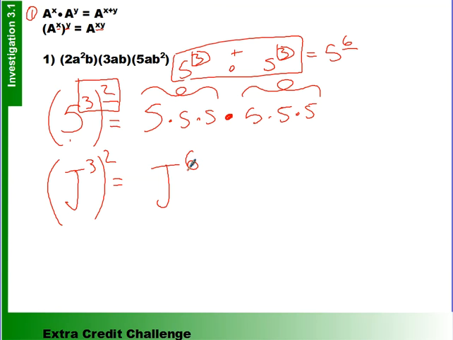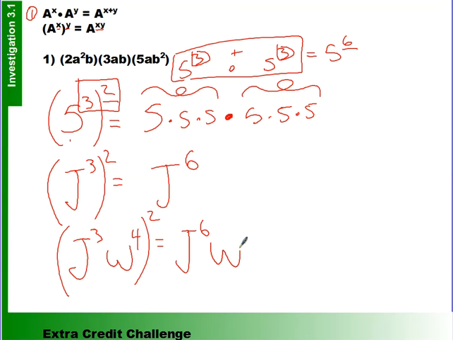Let's go one step further. Let's say we have Jack to the third, Wester to the fourth, and we're going to take this whole thing to the second power. Well, we know what Jack to the third squared is. It's Jack to the sixth. Well, what is Wester to the fourth to the second? Ethan, thank you for raising your hand. It's Wester to the eighth. Okay. Are there questions so far?